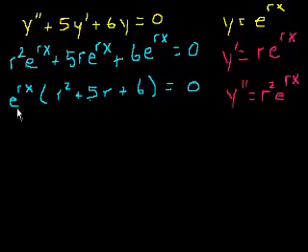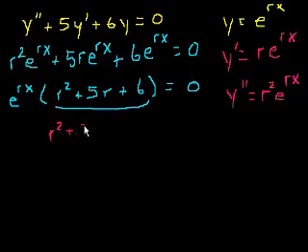Can you ever get something to some exponent and get 0? Well, no. So this cannot equal 0. So in order for this left-hand side of the equation to be 0, this expression right here has to be 0. And I'll do that in a different color. So we know if we want to solve for r, that this, r squared plus 5r plus 6, has to be 0. And this is called the characteristic equation.